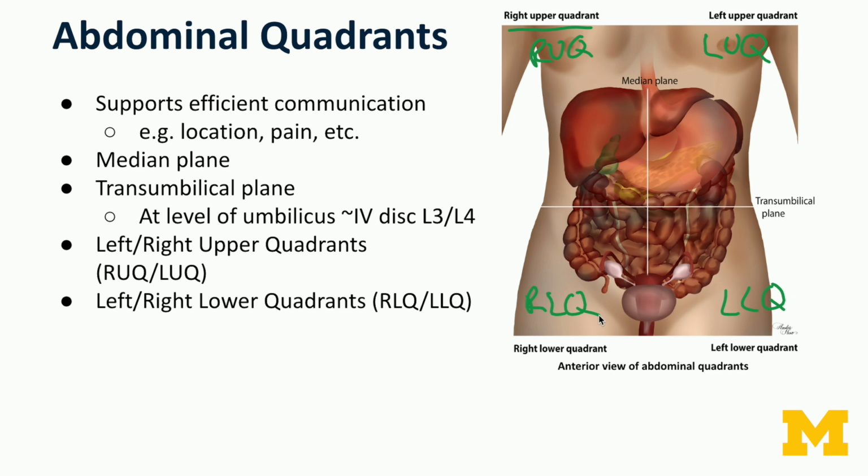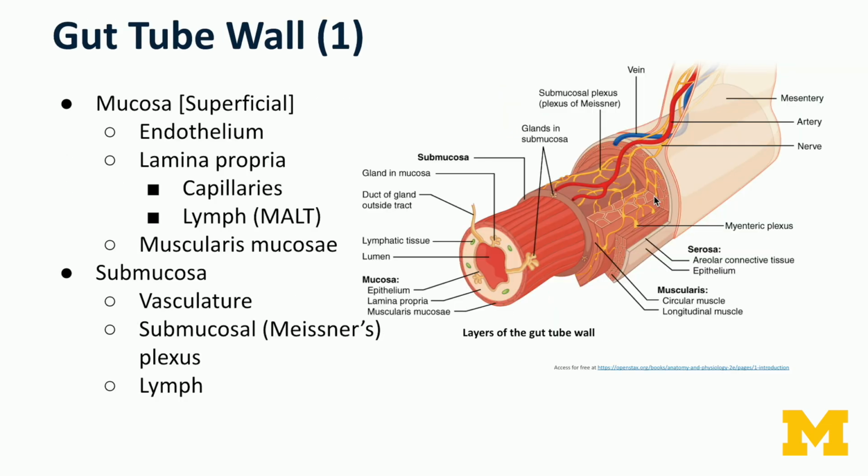These quadrants are prescribed by the intersection of 2 planes. The first is the median plane, which is right down the middle of the organism. The other is the transumbilical plane. So trans, across, umbilical. Think of where your belly button or your umbilicus is. Draw a line across there. And that intersection, if we think of it going posteriorly, is going to intersect with the intervertebral disc of the third and fourth lumbar vertebrae. So this is how we will have these quadrants established.